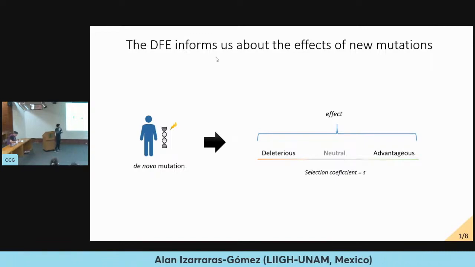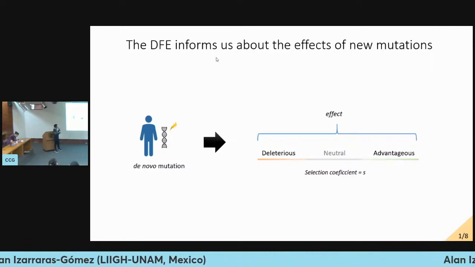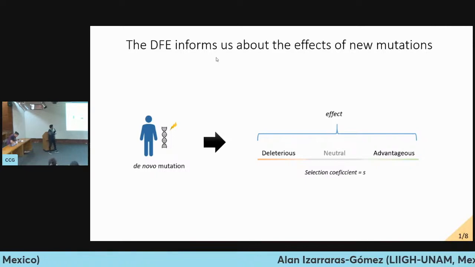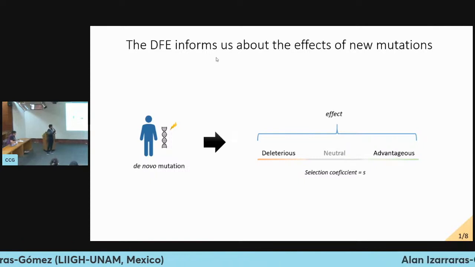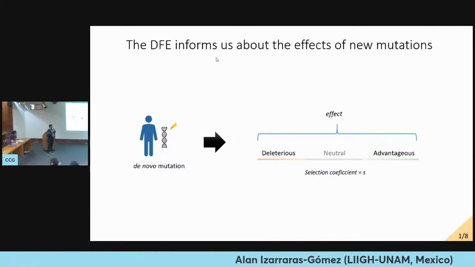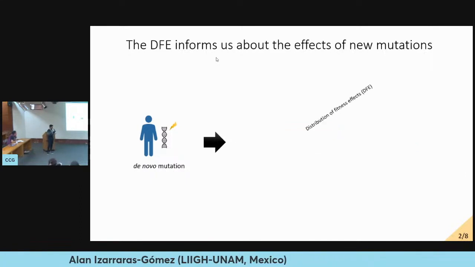So you can imagine that you have an individual, and then this individual suffers a de novo mutation somewhere unknown on the genome. And so this de novo mutation has an effect, which we can broadly categorize as deleterious, neutral, or advantageous. But this is a continuous scale, and so it can fit anywhere in this continuum. And this is quantified by a selection coefficient, denoted by the letter S.